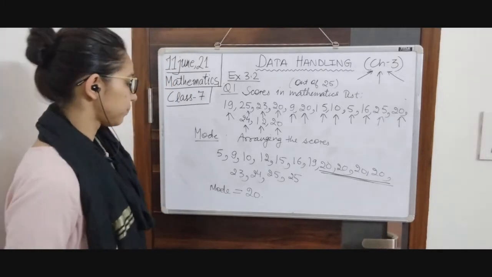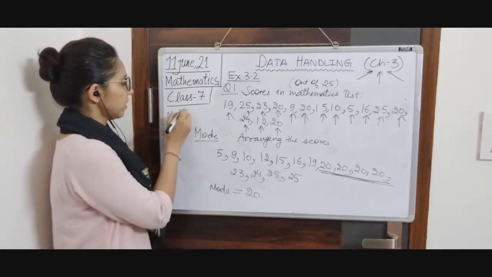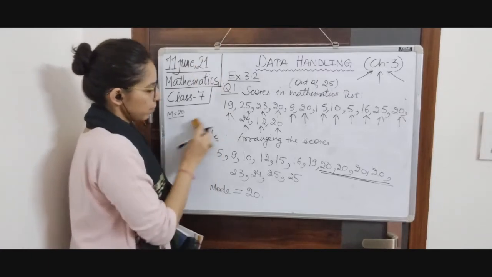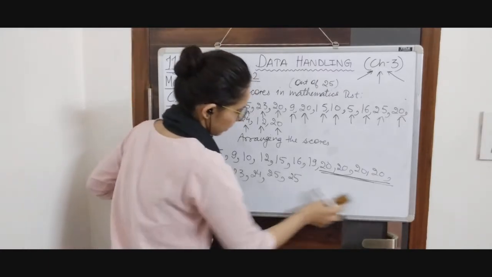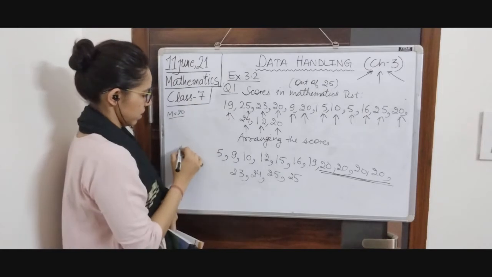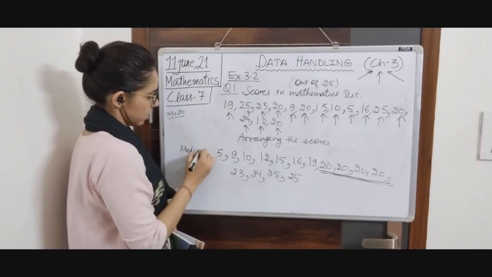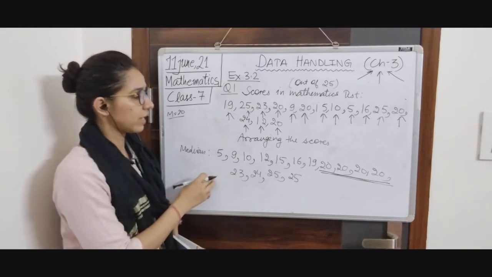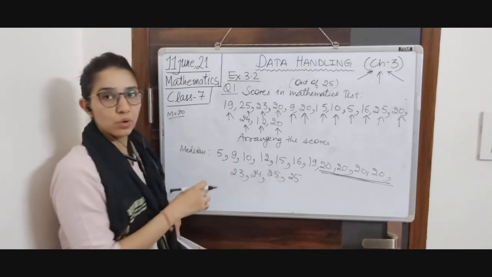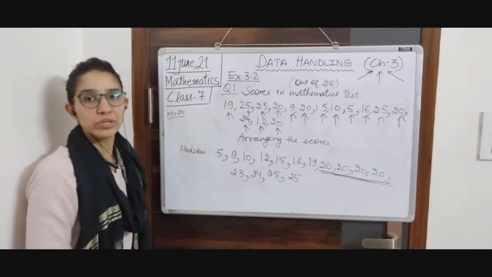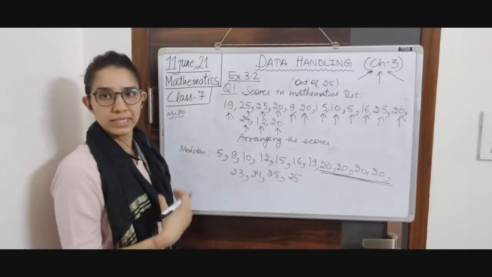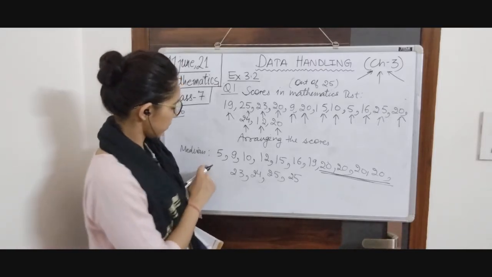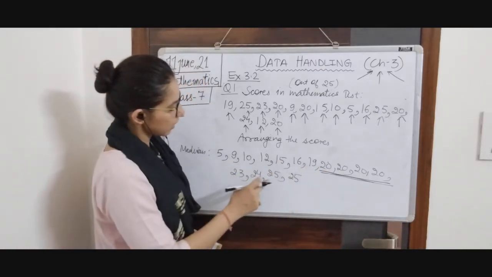Now we will find out median. For median also we will need the arrangement of scores. We can arrange these observations in either increasing or decreasing order, ascending or descending order. We have arranged them in ascending order.